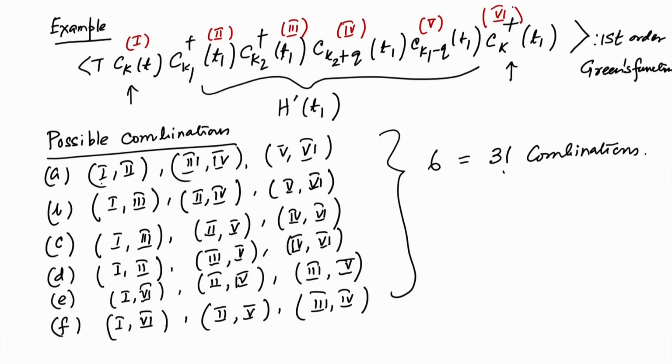So, the first term is according to the combinations prescribed 1, 2, 3, 4 and 5, 6. So, we will take a combination of c_k(t), c_k1 dagger(t1), then c_k2 dagger and c_k2, and then c_k1 minus q and then c_k dagger. Remember that is not going to be the Green's function unless you multiply it. It is going to be a non-interacting Green's function if you multiply it with a factor of i, because the Green's function itself is defined with a factor of minus i.